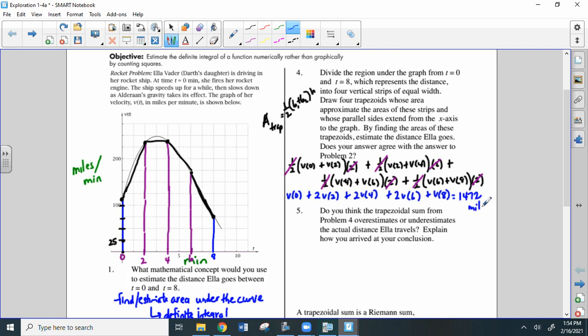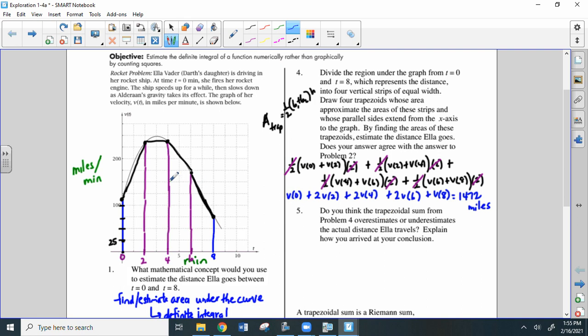Okay, and so I get 1,472 miles. Does that somewhat agree with what we estimated? Well, our estimate was a little higher, but they're somewhat close. Now number 5 says, do you think the trapezoidal sum from problem 4 overestimates or underestimates the actual distance Ella travels? And we're going to come up with a formal explanation of how we know.